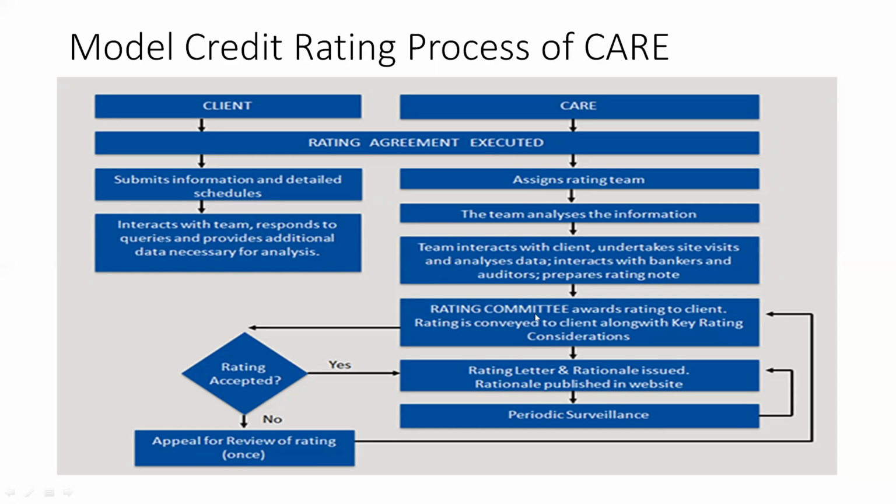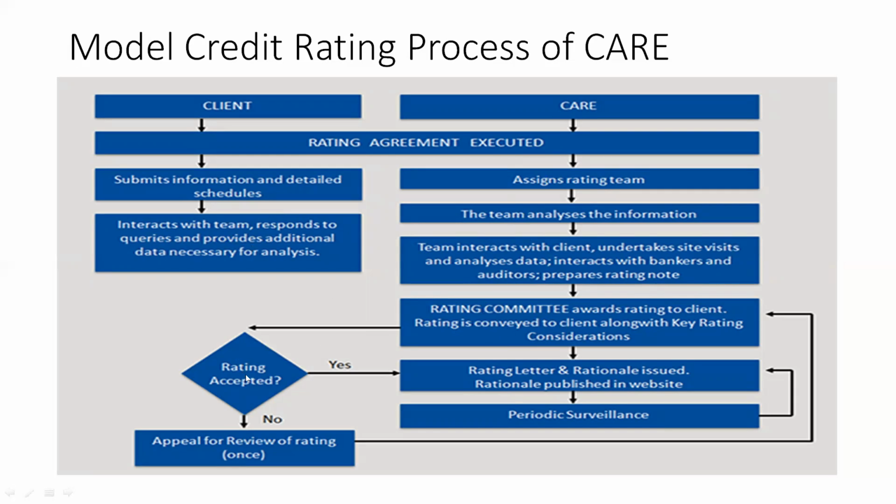So the rating committee awards a rating to the client. In this case, A, triple A, B, whatever, based on the information gathered, the rating agency rates that. Once the rating is done, it is communicated to the client. The presentation will be made by the rating agency to the client about the rating assigned to them.